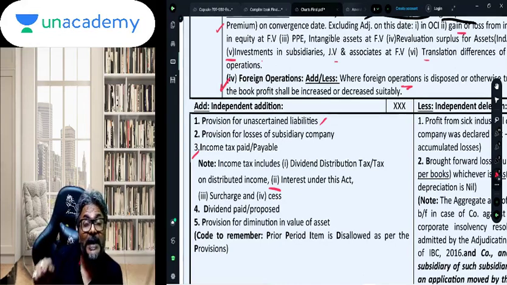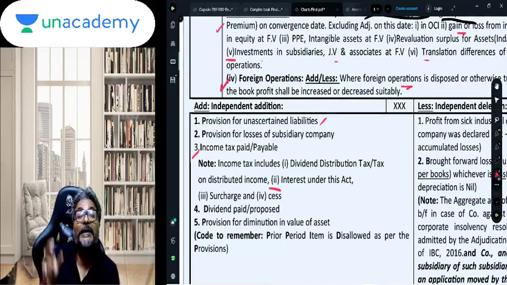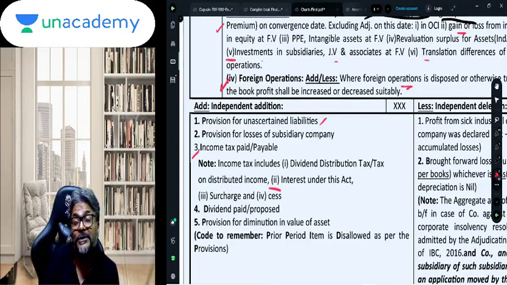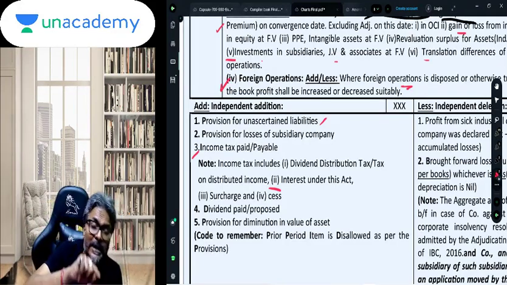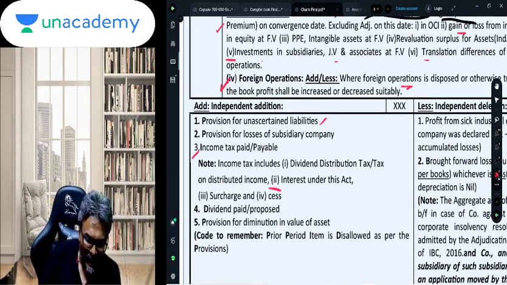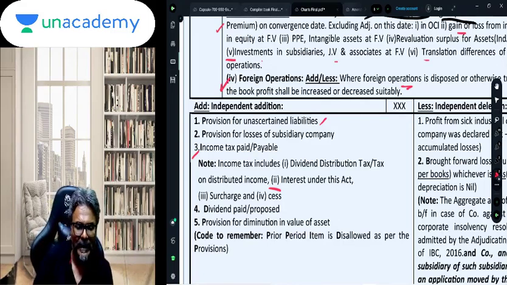Students, how they read? They read this item as interest on income tax. No, no, it is not interest on income tax. Any interest which is charged under the Act and it is debited to the profit and loss account, then the same needs to be added back while computing the book profit. Just keep that in mind. Surcharge and the cess, that is fine, that was added any case.